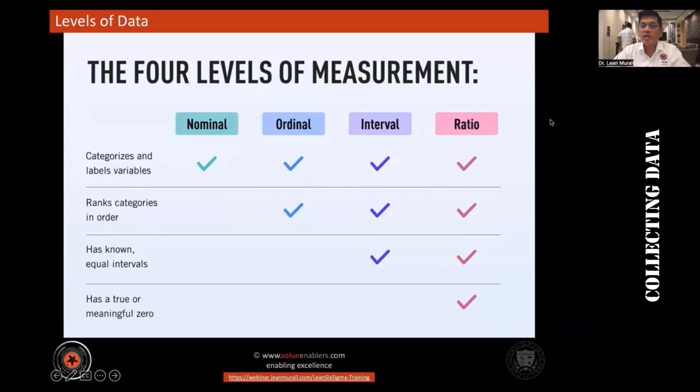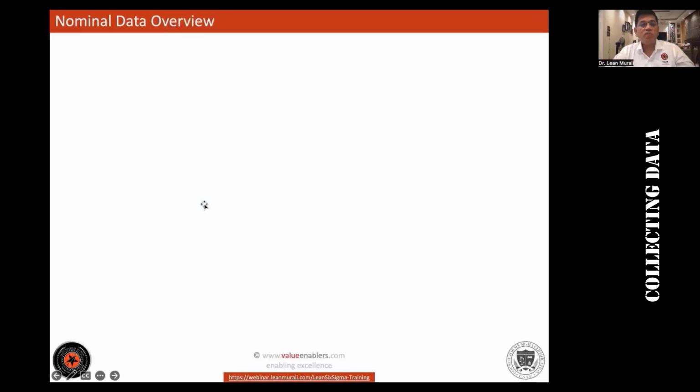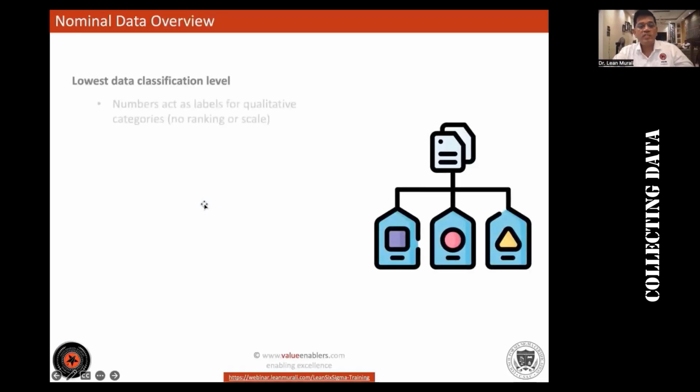If you can see this, type I see in the chat box. If you have all this information here, then it gives richness. That's how you call the data very rich. Nominal data you have already seen. It's the lowest level of classification.